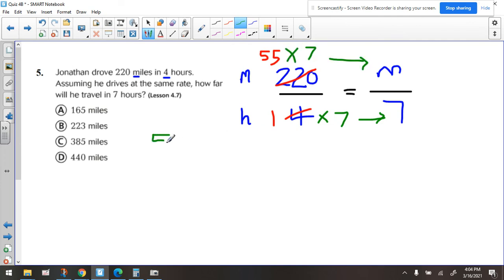So when you set that up, then you might consider setting up this way. I would suggest doing it both ways just to make sure you get the same answer.